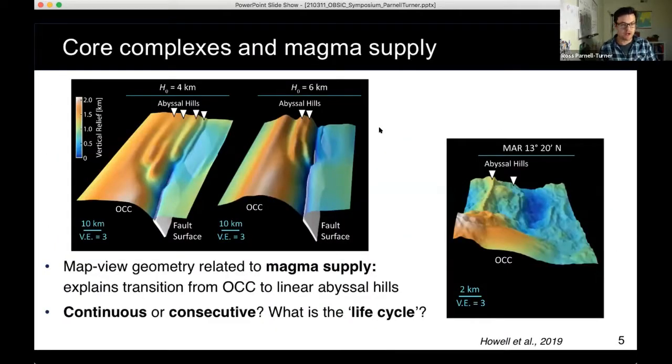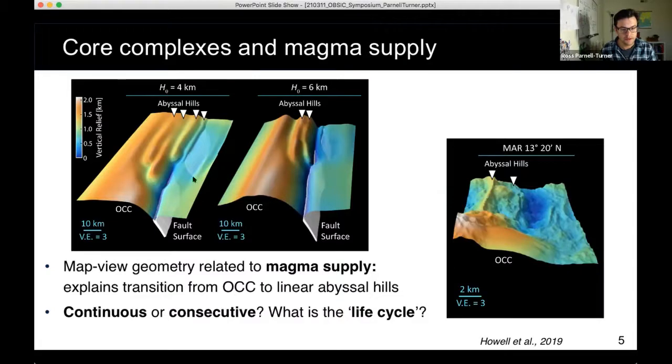So in terms of understanding these core complexes, there's been quite a lot of work done in the numerical modeling world. Just to give you a flavor for what we know, this is the result of a nice paper by Sam Howell that came out in 2019. We know that the slip on these faults is probably something to do with the amount of magma supply that is available to that ridge segment.